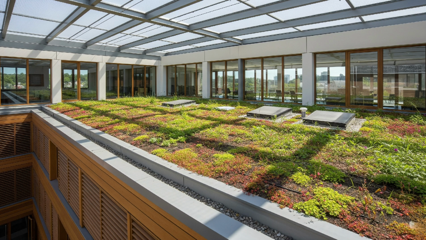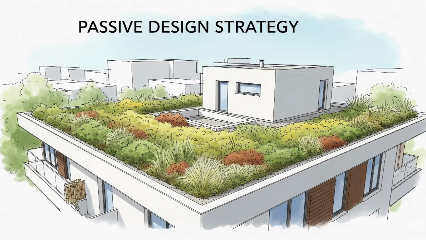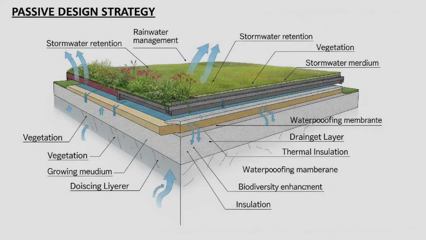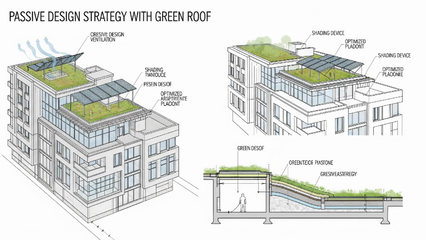Green roofs contribute significantly to passive design by acting as a natural insulating and cooling layer on a building's top. The vegetation and growing medium on the roof reduce heat transfer into the building through evapotranspiration, where plants release water vapor, absorbing heat from the air and lowering the roof surface temperature.